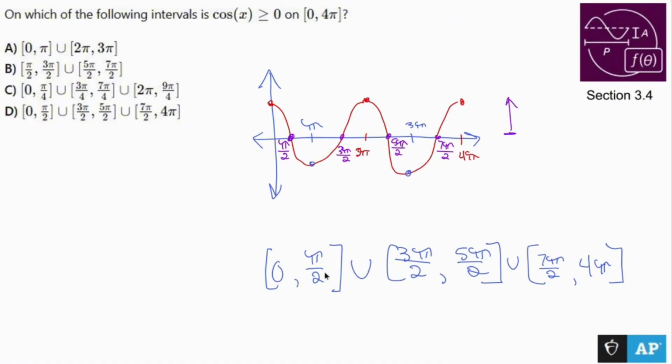So it's going to be from 0 to pi over 2, including, and then 3 pi over 2 to 5 pi over 2, including, and then from 7 pi over 2 to 4 pi. That's going to be D.